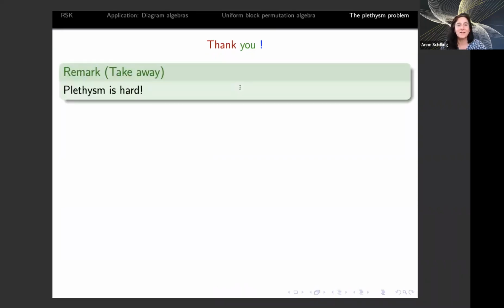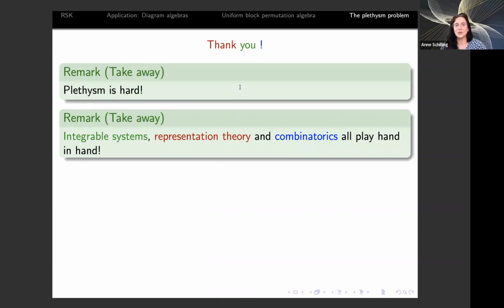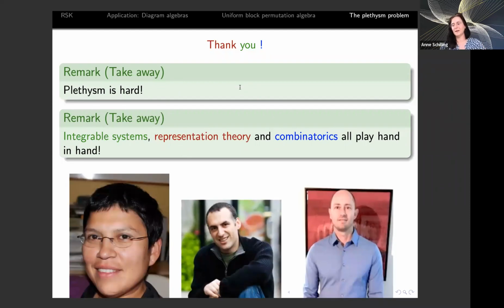And just as a takeaway from this lecture, plethysm is a hard problem, but as you try to understand it, you find a lot of other very interesting mathematics, as we did with the representation theory of the uniform block permutation algebra. And the topic of this workshop is integrable systems and quantum groups. So the other takeaway is that there's a very fruitful interaction between integrable systems, representation theory, and combinatorics. So working out all these interactions helped us to understand everything better. And here are some photos of my collaborators. Thank you very much.